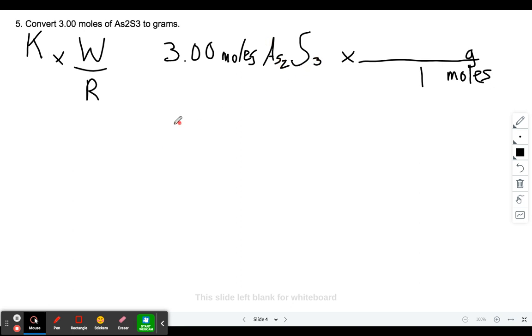Okay, so what elements do I have in it? I've got As, okay, and I have S. I didn't spell this one out on purpose, people. It just came out this way.